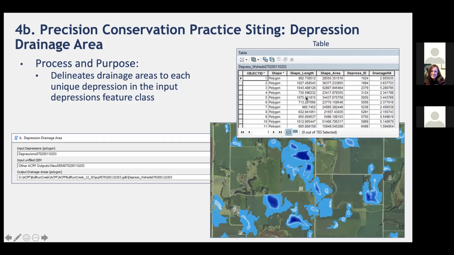You can see the output table and the output shapefile, or the data layer, that would be associated with that. So for each one of the depression IDs, there's a drainage area in hectares that is provided. In the map or the image on the lower part of the screen, you can see each one of those depressions, that's raster. And then you can see the depression catchments or the drainage areas around those polygons, which is denoted in that lighter teal or blue color.